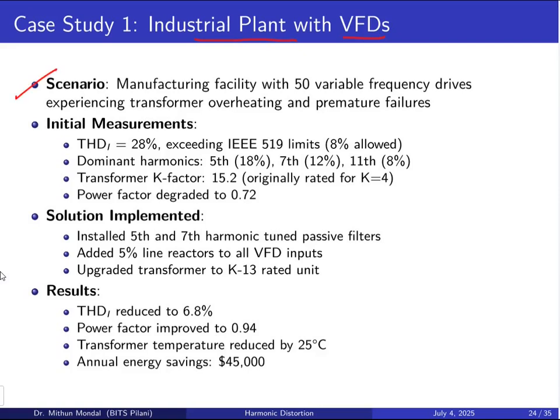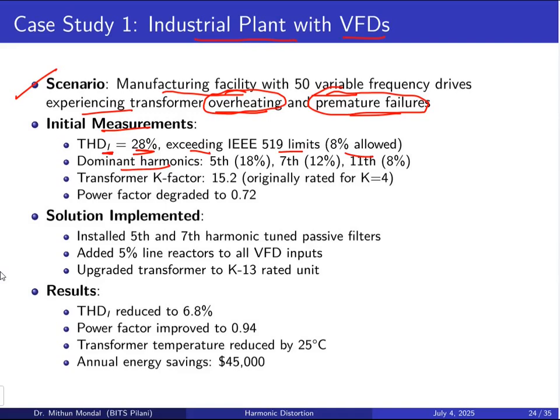So what was the scenario? The manufacturing facility with 50 variable frequency drives (VFDs) experiencing transformer overheating and premature failure. So the case that was appearing is basically the overheating issue, the premature failure issue, because of the presence of the variable frequency drives. So initially we need to measure the current distortion, which is 28%, and it is obviously exceeding the limit of IEEE, which is 8% basically allowed.